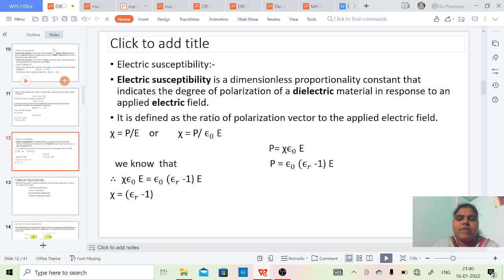So these are the basic definitions in this chapter. Next we are going to study the types of polarization.